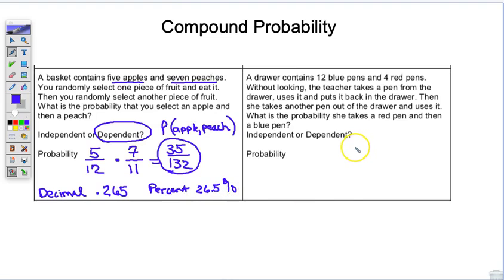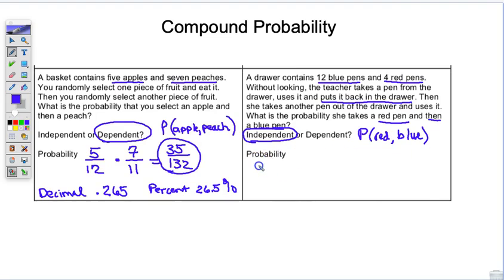In the last example, a drawer contains 12 blue pens and 4 red pens. Without looking, the teacher takes a pen from the drawer, uses it, but she puts it back in the drawer. Then she takes another pen out of the drawer and uses it. What is the probability she takes a red pen and then a blue pen? So this is going to be an independent event since the teacher is putting the pen back and then drawing again. So the probability of getting a red on the first draw and then a blue on the second.